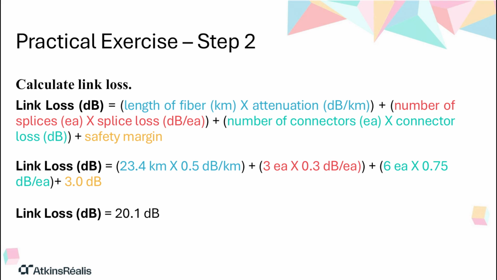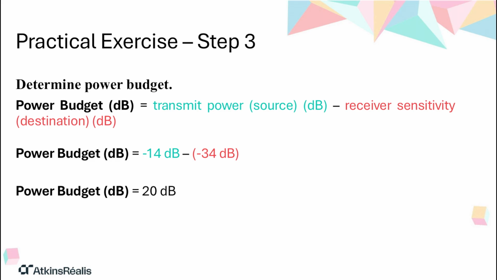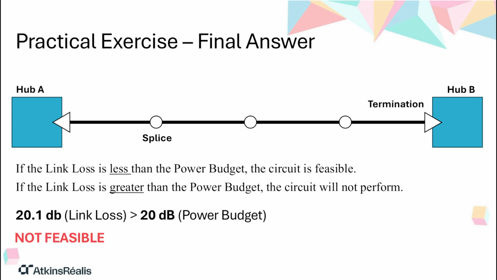Now, what's the power budget from the SFPs? Let's say a typical 100 meg SFP has a transmit power around -14 dBm and a receiver sensitivity of -34 dBm. The difference, -14 minus -34, gives us a power budget of 20 dB. Uh-oh. So the calculated loss is 20.1 dB, but the budget is only 20 dB. Exactly. The link loss is greater than the power budget. So based on this calculation, this specific design is not feasible under FDOT standards. The signal would likely be too weak by the time it reaches the receiver.